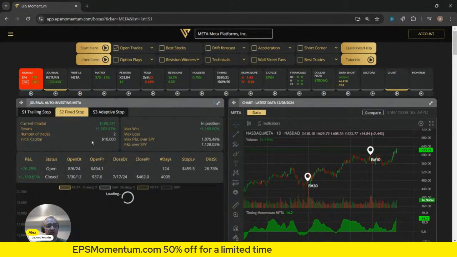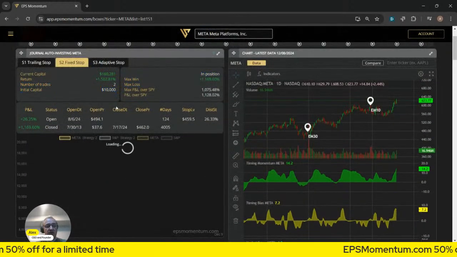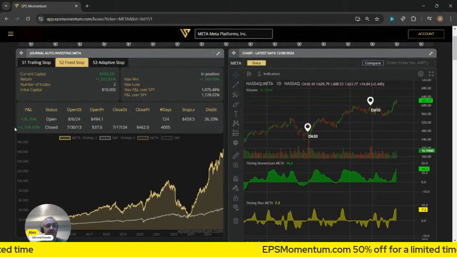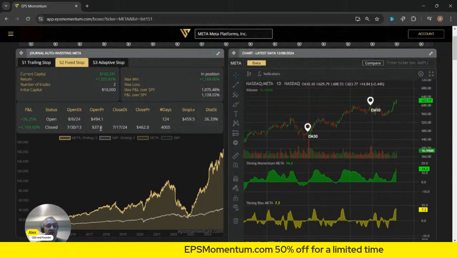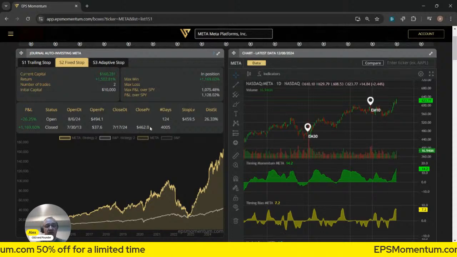With the fixed stop, it's much different. We have a 1,000% return. That's really very good performance. We found the stock in 2013 at 37, and then it closed at 462.